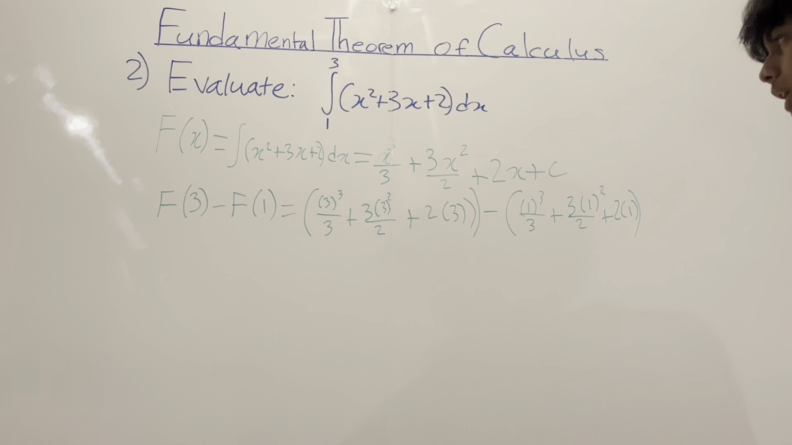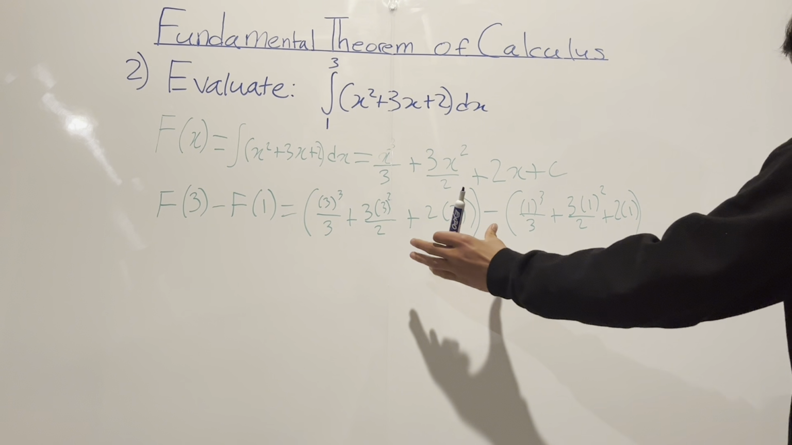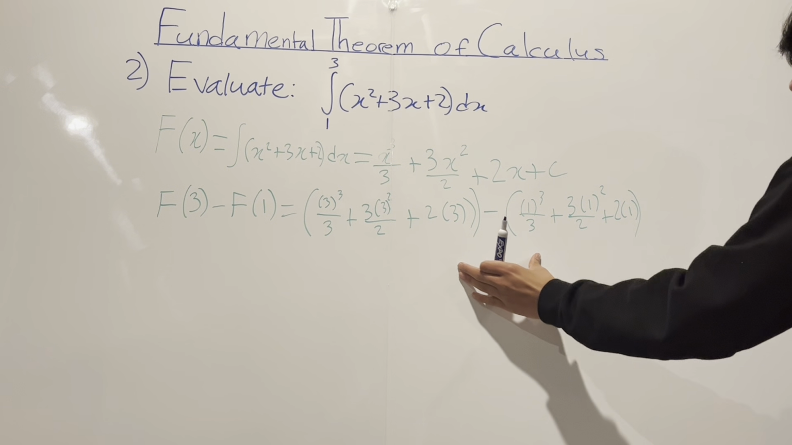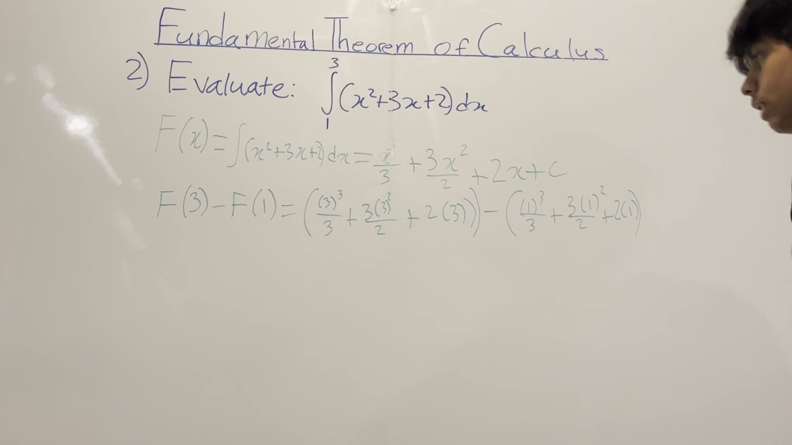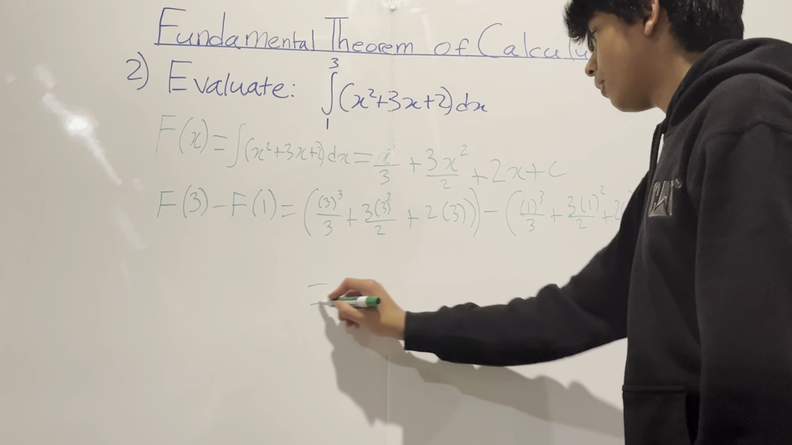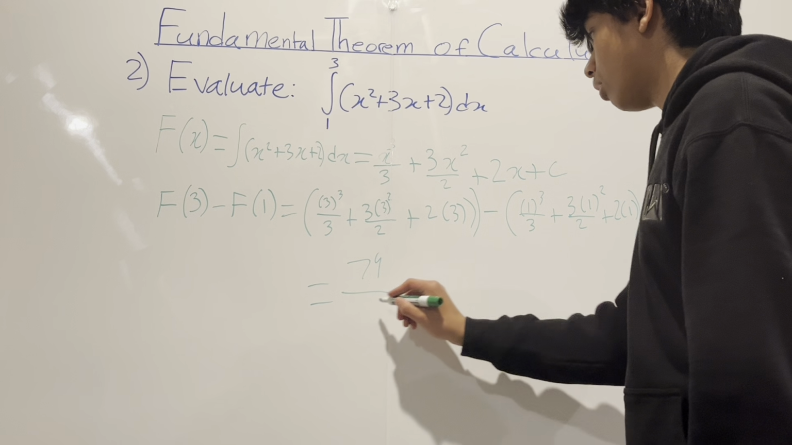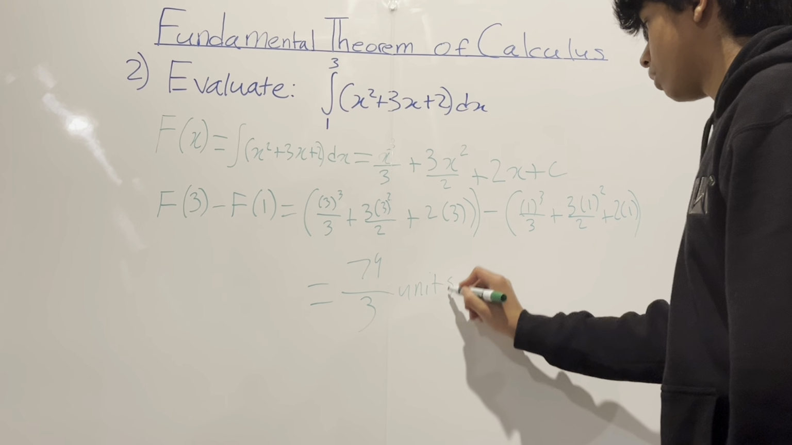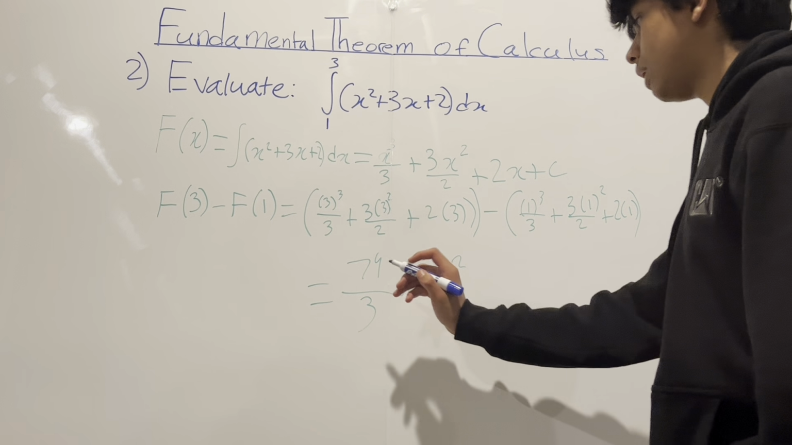Now, we can evaluate this by hand, but it's a lot easier if you just plug into your calculator. And once you do plug this into your calculator, you will end up having 74/3 units squared. And that is the final answer.